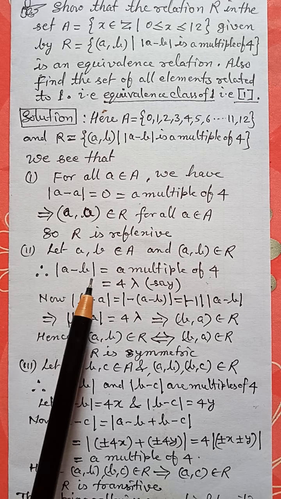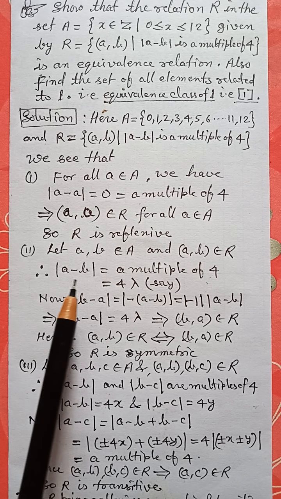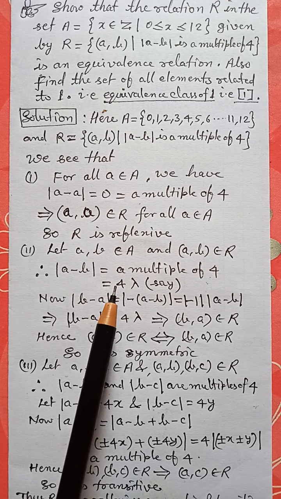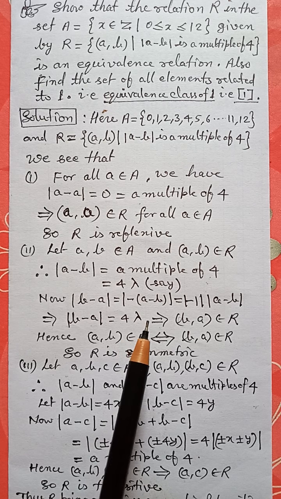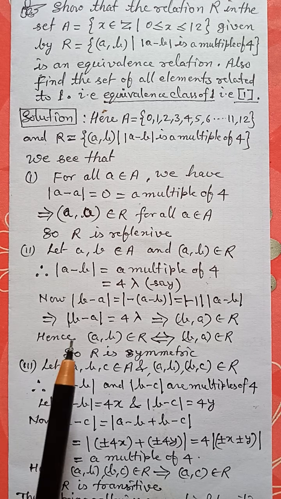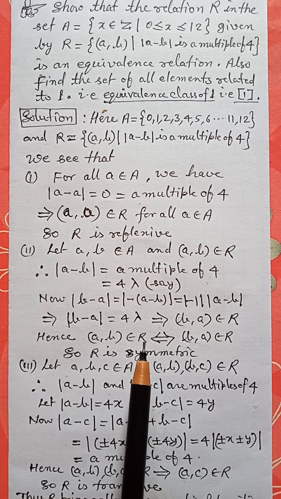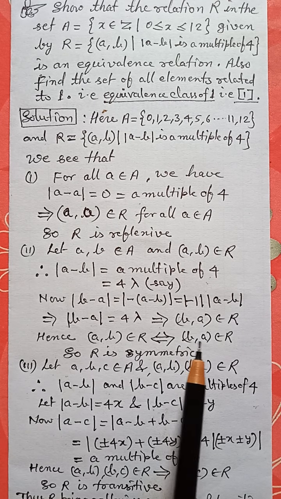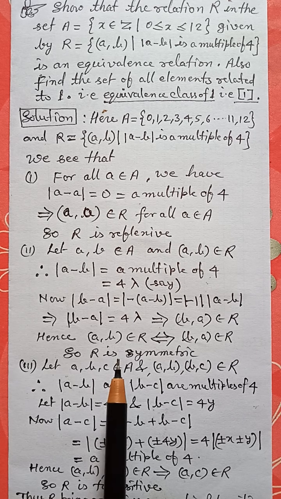Here modulus of A minus B is equal to modulus of B minus A. If modulus of A minus B is 4 lambda, then modulus of B minus A is 4 lambda. And if the difference between B and A is a multiple of 4, (B, A) must belong to R. Thus, we have if (A, B) belongs to R, this implies (B, A) also belongs to R, and this indicates that R is symmetric.